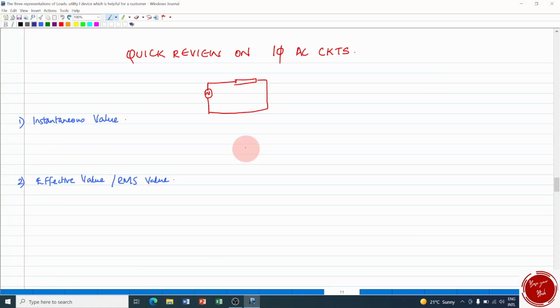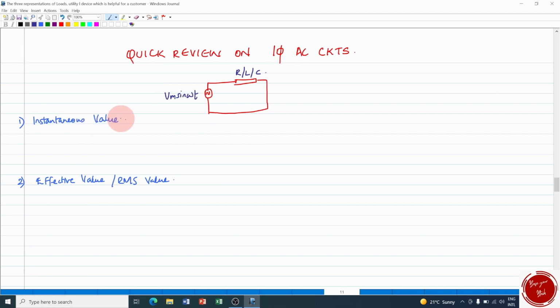Hello guys, let's have a quick review on single phase AC circuits. Here is a circuit with a supply voltage of Vm sin omega t, and here is a load which can be a resistive load, an inductive load or a capacitive load. And what is this Vm sin omega t?